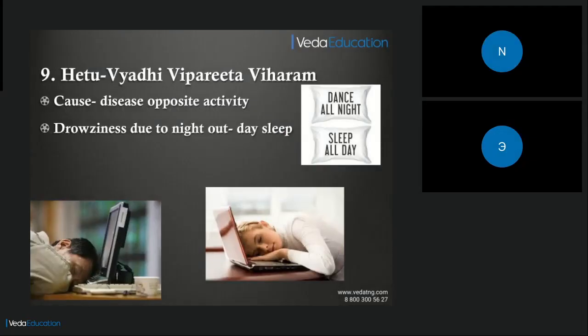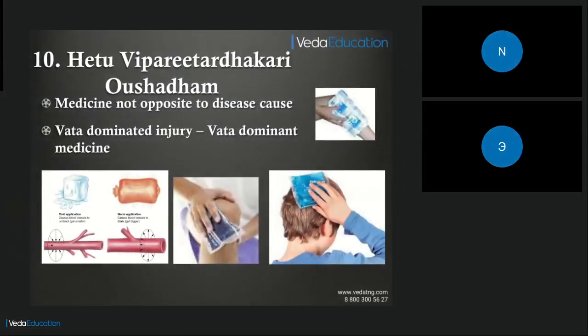So these 9 categories, based on Hetu, Vyadhi, and the combination of Hetu Vyadhi, we have 9 categories of methods of administering some therapy to a person. The next 9 out of 18 is the opposite of what we have already spoken. In the earlier cases, we always chose the opposite. But here, the similar will be handling the situation.